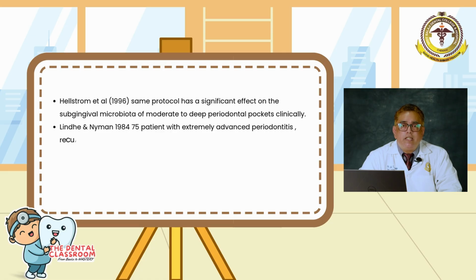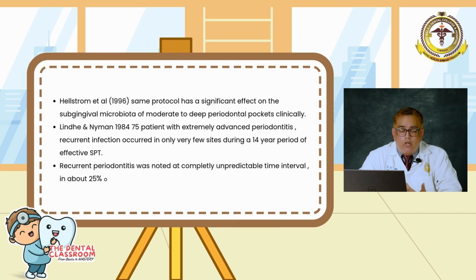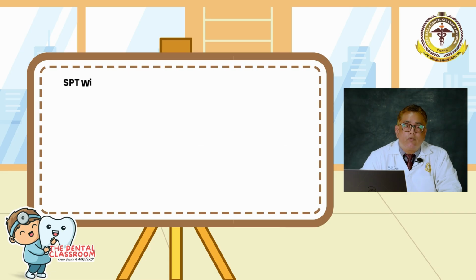Linde in the year 1984 claimed that in 75 patients with extremely advanced periodontitis, recurrent infection occurred in only a few sites during a 14-year period of effective supportive periodontal therapy. So here you see that recurrent periodontitis was noted at completely unpredictable time intervals in about 25% of the patients, with regard to 15 of the 61 patients.